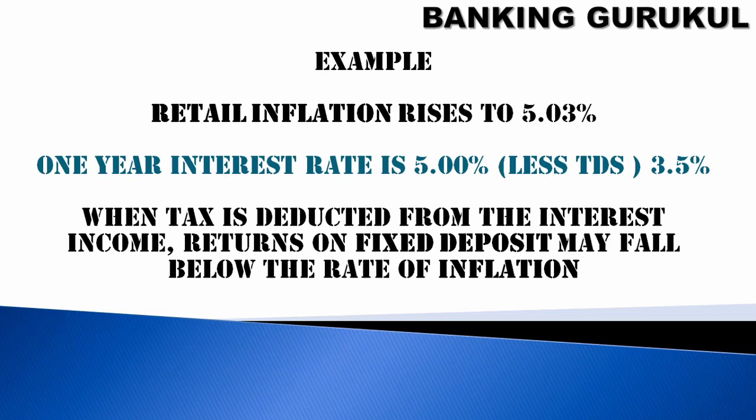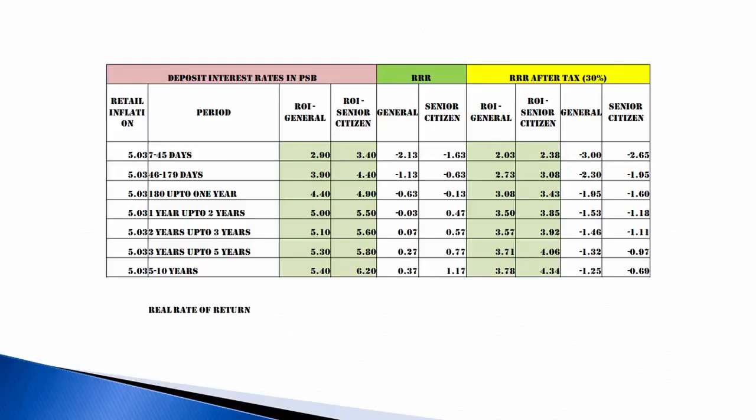So finally, what is your return? 3.5%. When tax is deducted from the interest income, the return on fixed deposit may fall below the rate of inflation. Sometimes, if you remove the tax, your deposit return may go below the rate of inflation.